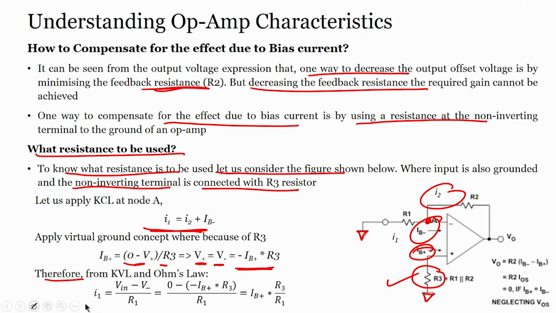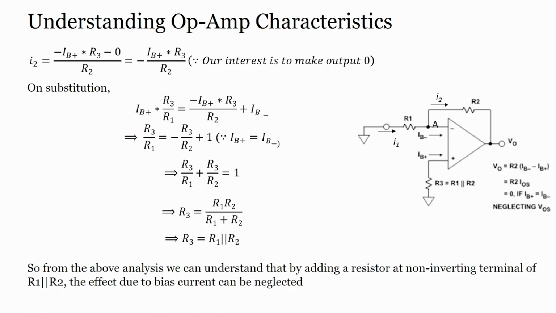So, from Ohm's law, what do we get? I1 equals Vin minus V minus divided by R1, or 0 minus V minus. V minus is nothing but minus IB plus into R3. This will give me IB plus into R3 by R1. Now, what will my I2 be? I2 would be minus IB plus into R3 minus V0, divided by R2, which equals minus IB plus into R3 divided by R2, because our interest is to make the output 0.